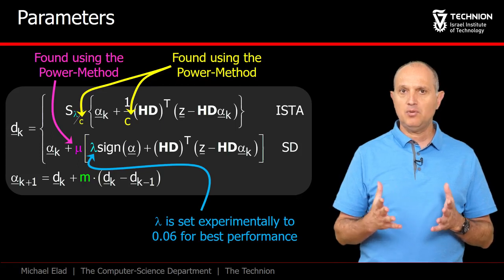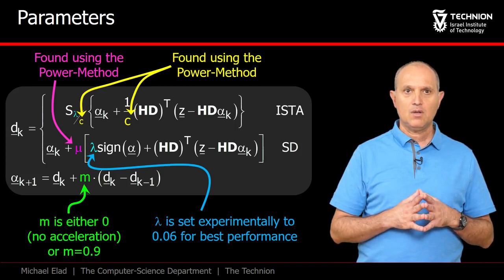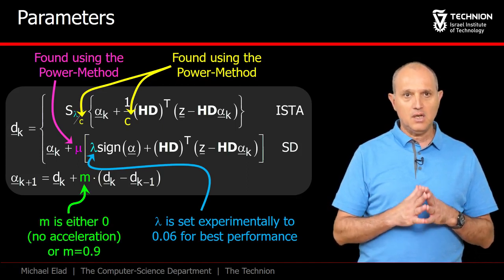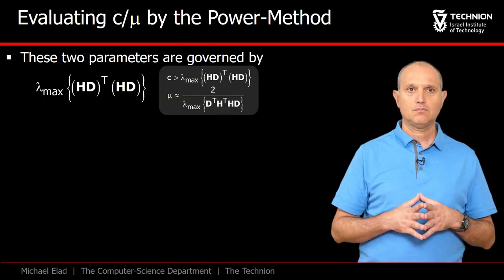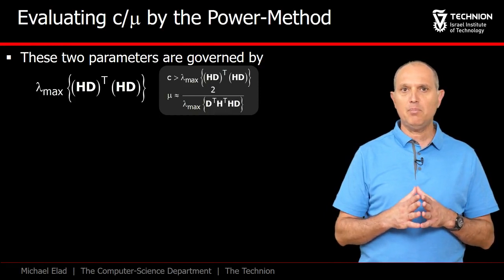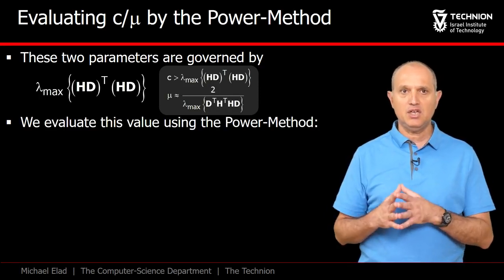Lambda was set manually to be 0.06 so as to get the best deblurring we can get. Last but not least, the acceleration parameter mu. It is set to be either 0, no acceleration, or 0.9. Both C and mu depend on the maximal eigenvalue of the matrix HD transposed times HD.